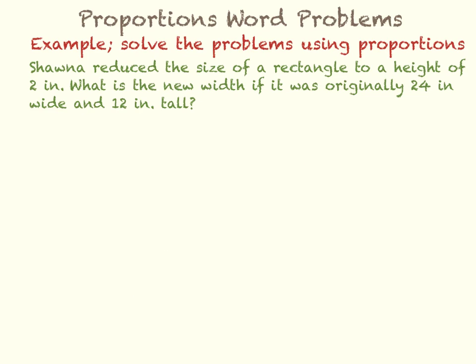Next example, Shawna reduced the size of a rectangle to a height of 2 inches. What is the new width if it originally was 24 inches wide and 12 inches tall? So what I'm going to do is, again, set up a proportion. So I'm going to just have my width on top and my length on bottom, or height on bottom.